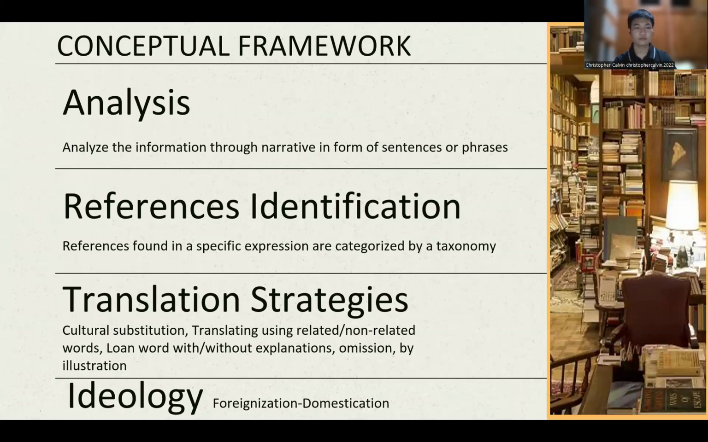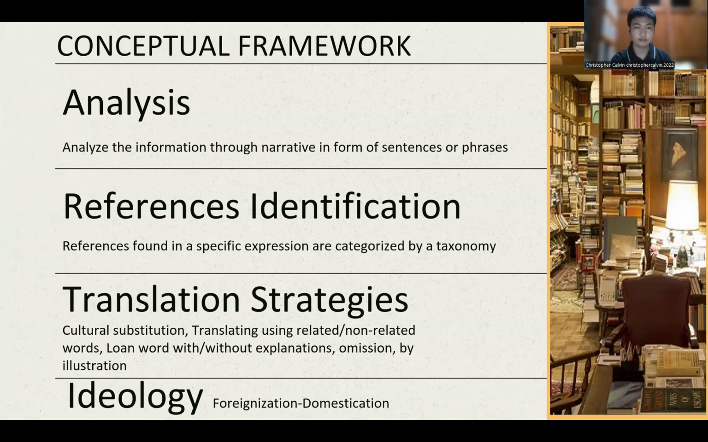Proceeding to the conceptual framework. As for the analysis, I will analyze the information through narratives in form of sentences or phrases. According to the reference identification, I will identify the references found in a specific expression that are later categorized by a taxonomy.